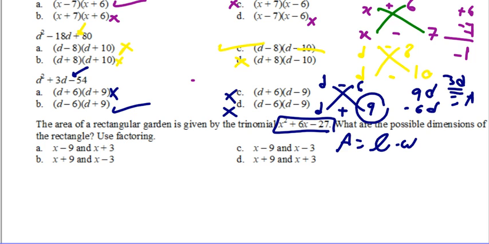So I can factorize x squared plus 6x minus 27. Negative 27 means one factor is positive and one is negative, and the larger one is positive because the middle term is positive. So x multiplied by x, and negative 27.